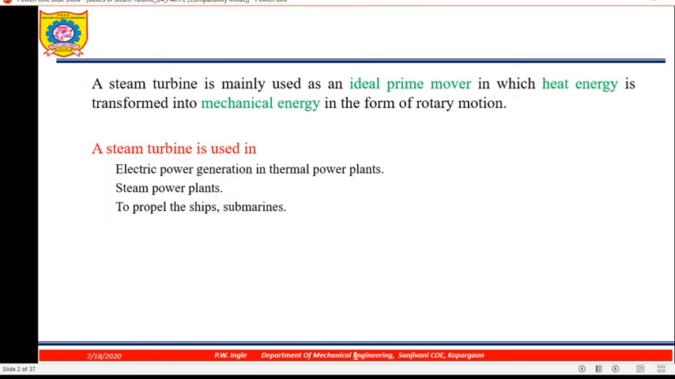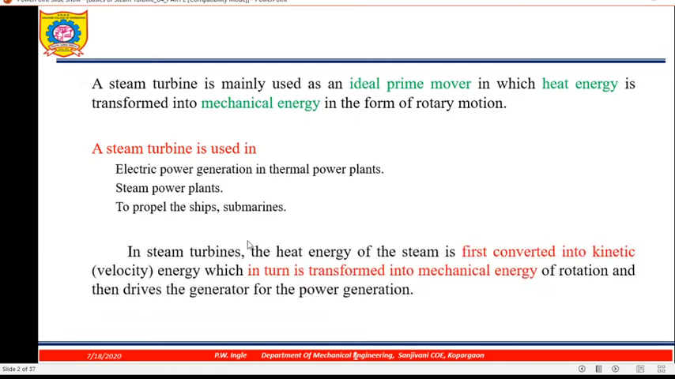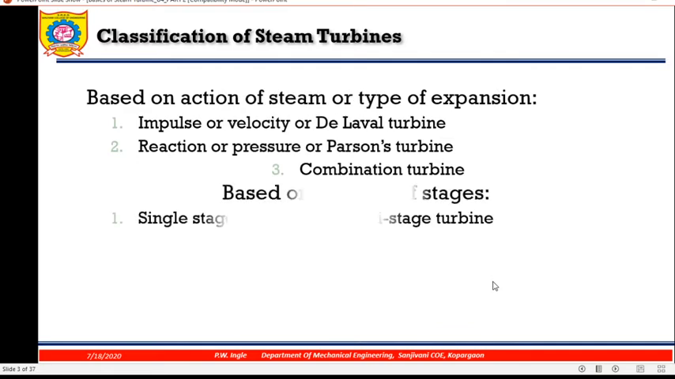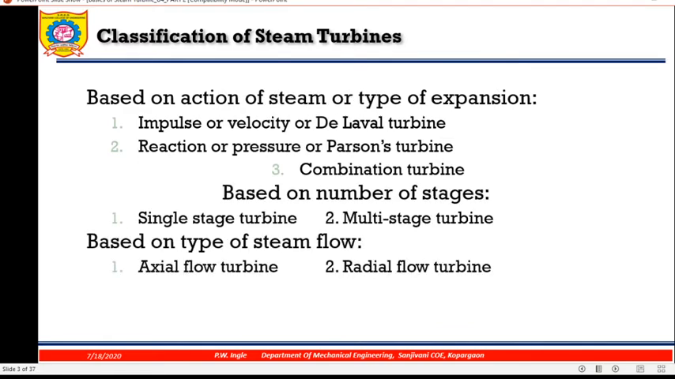Now, what are the applications of steam turbine? Steam turbine is used in electrical power generation in thermal power plant, steam power plant, and to propel ships and submarines. So there are a lot of applications; I have listed some important ones. In steam turbine, the heat energy of steam is first converted into kinetic energy, and then the kinetic energy is transformed into mechanical energy.